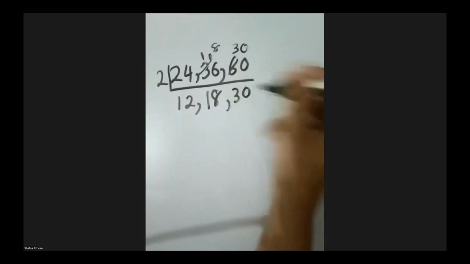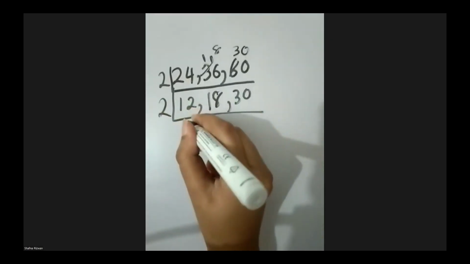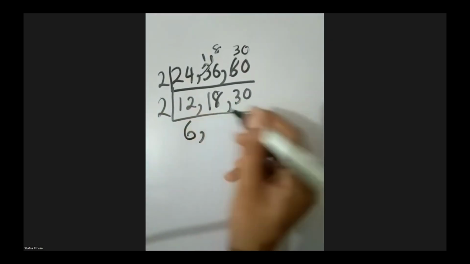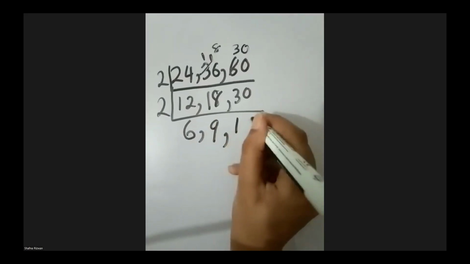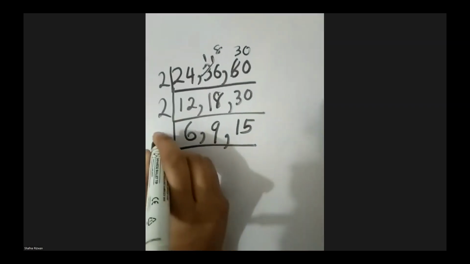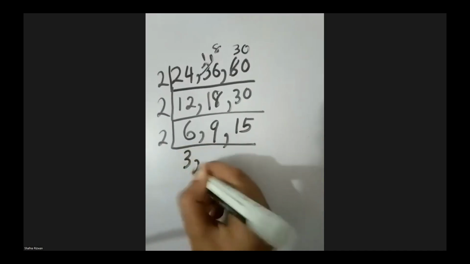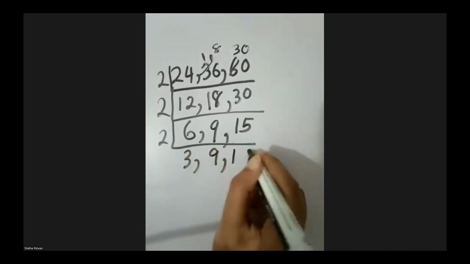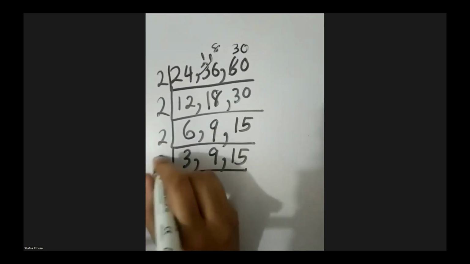Again, what's the common number? That is 2 here. In 12, how many 2 do you all have? 6 times. In 18, 9 times. In 30, 15 times. Again, which number is common? That is again 2, you can take. 6 divided by 2 is 3. 9, you can't divide like that, so keep 9. 15, keep it like that. And then now which number can you all take? 3.